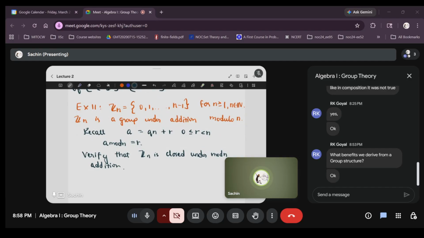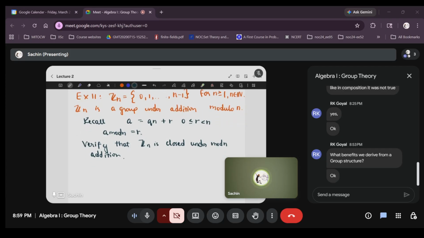That is, if you add one integer less than or equal to n minus 1 and another integer less than or equal to n minus 1, modulo n, you will get some integer which is less than n. It's kind of obvious, but you can check it yourself.